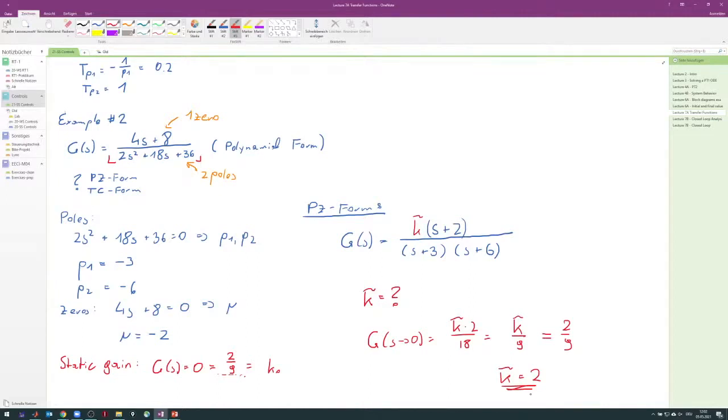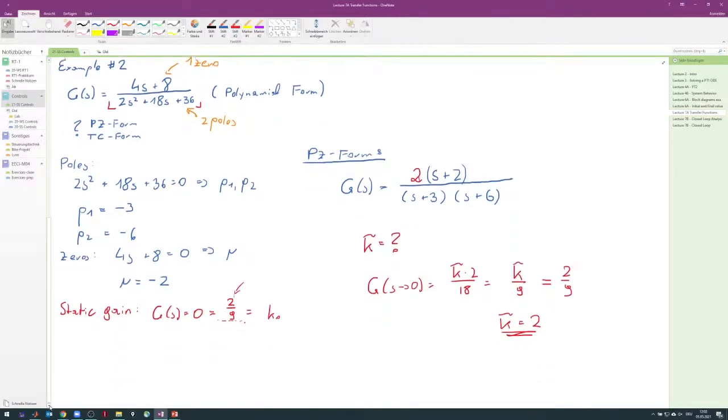So 2 over 18 basically is what you get if you let s go to 0, right? This is the first step you need to do. Then you get 2 over 18, but this is actually not 2 over 9, right? So you need to multiply this by k tilde, so you need to multiply it by 2, okay? So we put a 2 here. Then it's correct, because then we have 2 times 2 over 18, so it's 4 over 18, which is again 2 over 9.